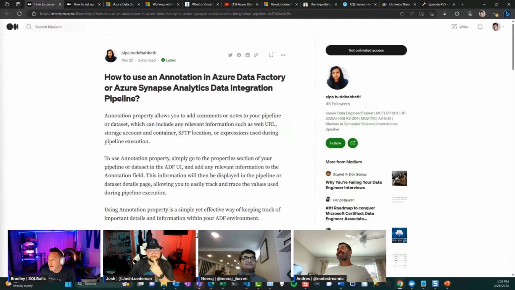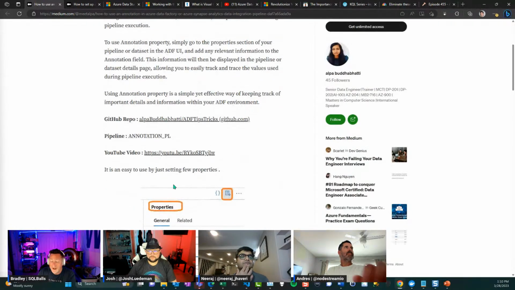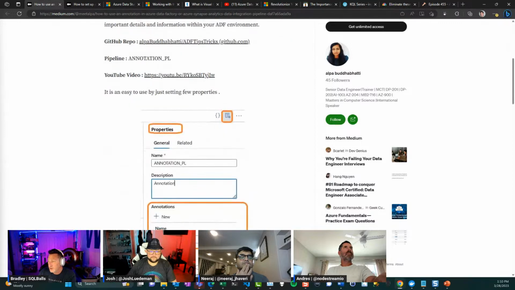So I'm up next. I've got Alpa Budita, and I actually got to see Alpa present over at SQL Bits. She is wonderful, and she did a great job. On this, she's talking about how to use annotation in Azure Data Factory or Azure Synapse Analytics data integration pipelines. And one of the things I love, she's got a GitHub repo for this. She's got a YouTube video, so you don't have to just read this. You can go see it as well.